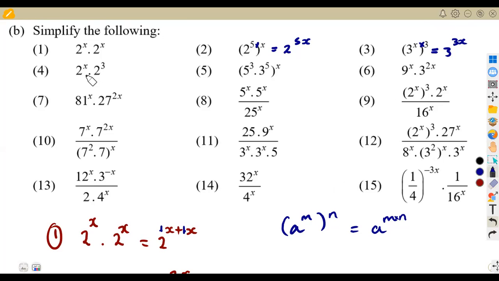So consider here, we are back again. The bases are the same, we are multiplying, so we're going to add the exponents, which is x and 3. So this will be 2 to the exponent of x plus 3. There's nothing we can do on that one.